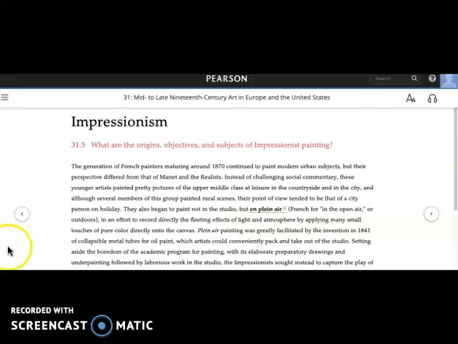So your textbook introduces Impressionism in terms of origins, objectives, and subjects. This first paragraph is dense with important information, and I want to flesh some of it out. They talk about how a generation of French painters around 1870 continued to paint modern urban subjects, but their perspective differed from that of Manet and the realists. Yet Manet is a complex figure who, as I said, is bridging both worlds, the world of realist painting values, but also very much engaged with what Impressionists are interested in.